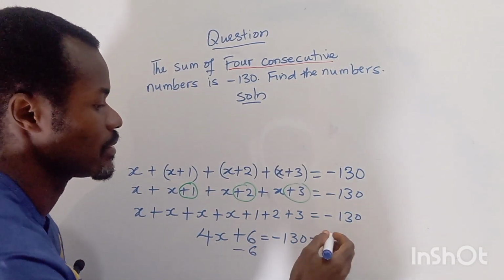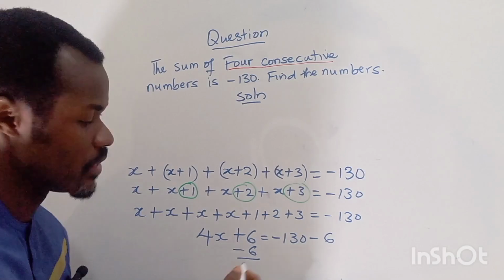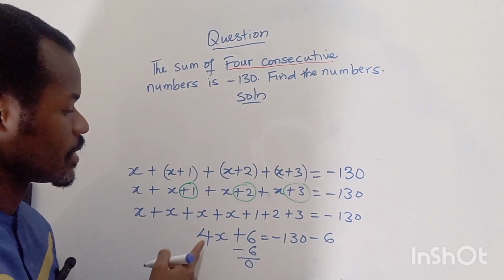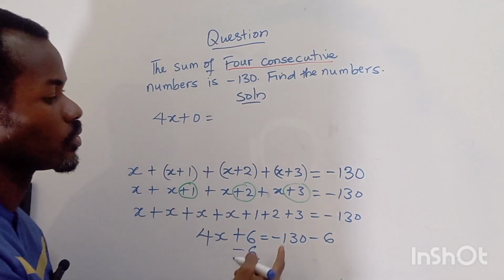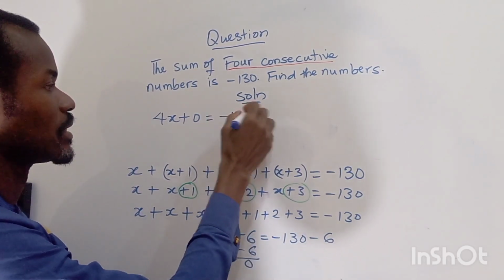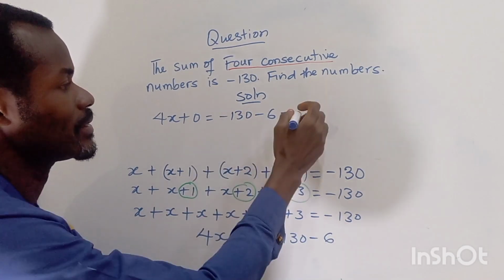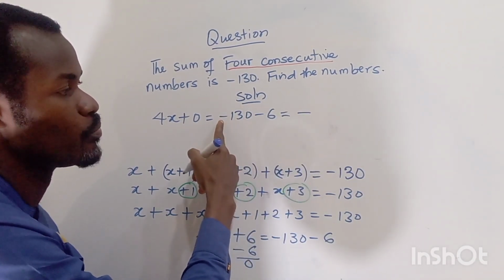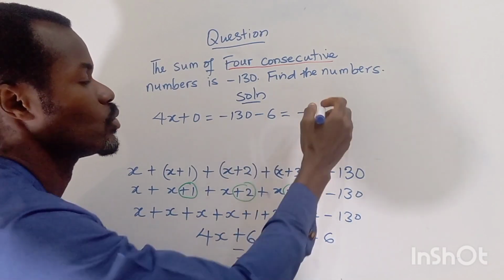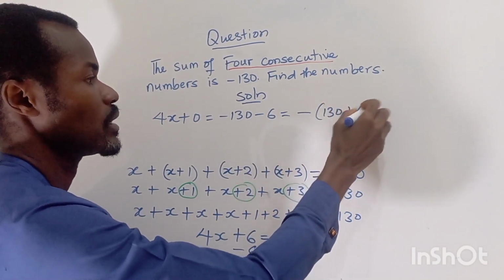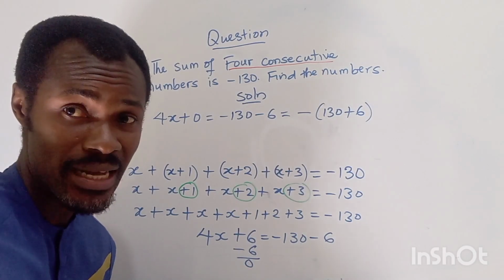First I want to remove the 6 by subtracting 6 from both sides. If we do that, plus 6 minus 6 is 0. So here is going to be 4x plus 0, which equals minus 130 minus 6. To solve this simply, we'll pick the sign of 130, since 130 is the greater number. Since these two are minus, we are going to add the two numbers: 130 plus 6.